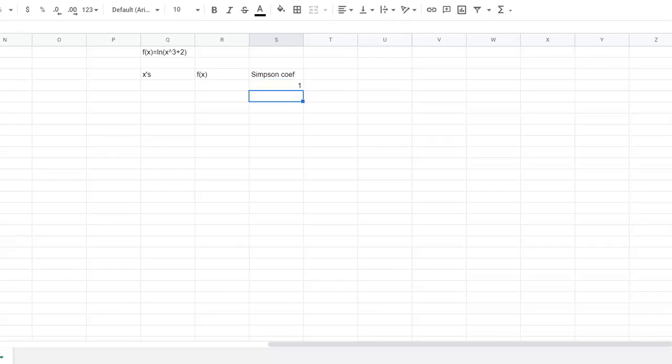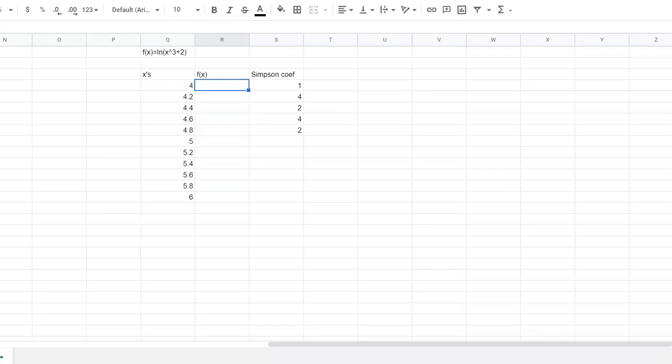So it starts off with a 1 as a first coefficient for the first term, a 4, a 2, a 4, a 2, and so you'll keep alternating the 4 and 2 until you get to your last term, which will be a 1. So my x's, I do start with x sub 0, which is 4. I increase it by 1/5, so I'm going to take the next cell, add 4 plus 1 divided by 5, or 0.2, however you want to write it, and then I'm going to copy that down until I get to 6. And since I went from x sub 0 to x10, I should have 11 rows. 1, 2, 3, 4, 5, 6, 7, 8, 9, 10, 11. Good.